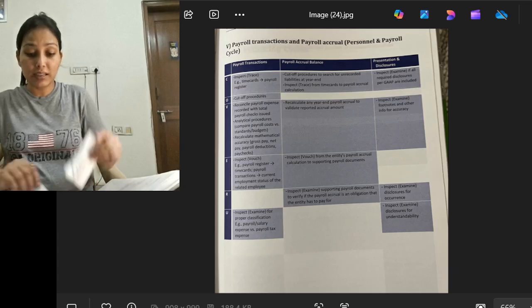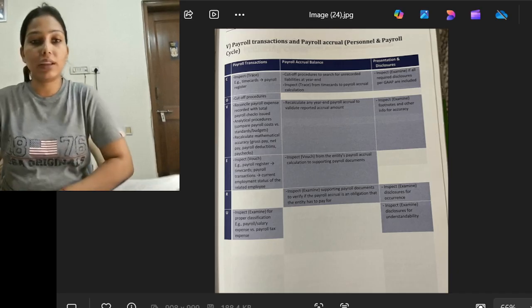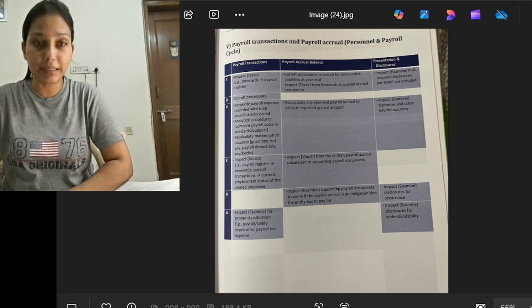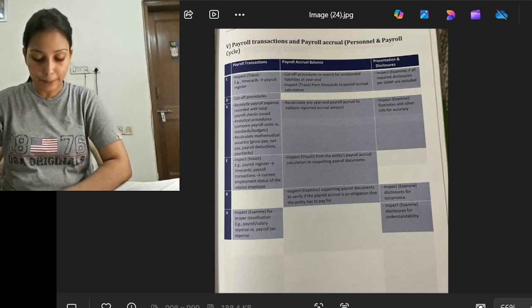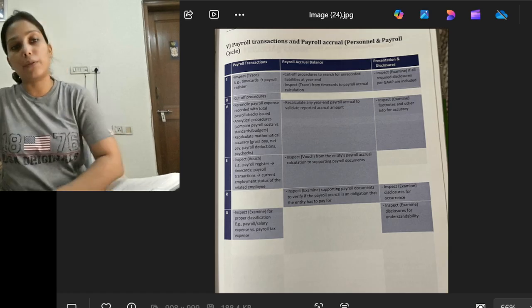Now, last but not the least, we will talk about the payroll transactions and payroll balance as on the year end. For the transactions, we will inspect the time cards and the payroll register. We will perform cutoff procedures, reconcile the payroll expenses with the total payroll checks issued, also perform analytical procedures, and recalculate the mathematical accuracy. For existence, the payroll register, time cards and payroll transactions should be verified, and then inspection of whether proper classification is done or not, all this should be performed.